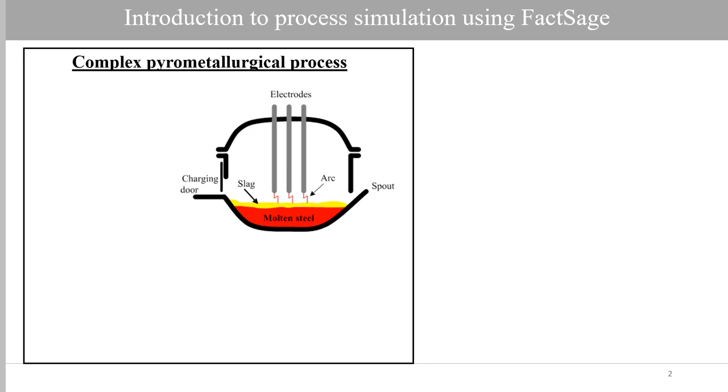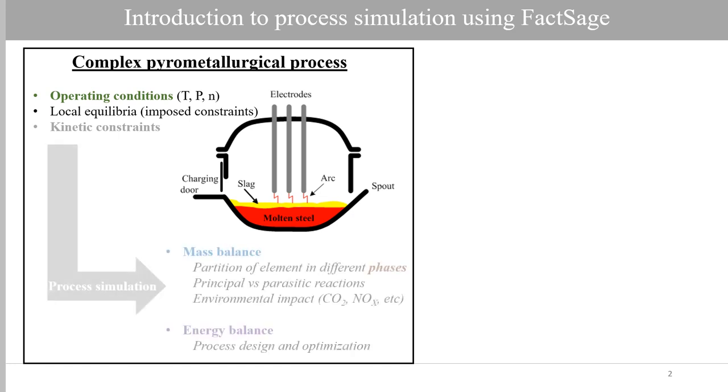The idea under the process simulation using computational thermochemistry is first to be able to identify what are the operating conditions of the simulated process, in this case in terms of temperature, pressure, and mass balance. Of course, we need some precise knowledge about the technology to know if there are some local equilibria that can establish. This will have an impact on the imposed constraint that we add to our system when performing our thermodynamic calculation. With that, we'll be able to simulate the process and obtain the resolved mass and energy balance.